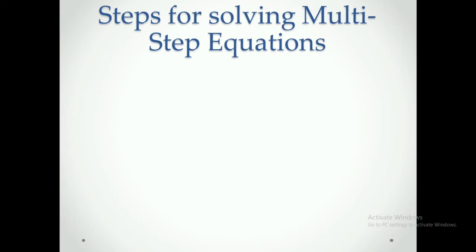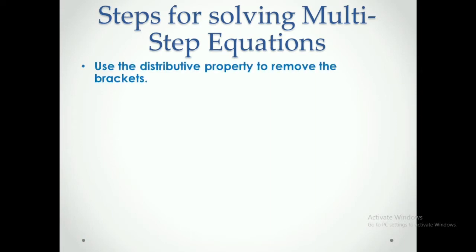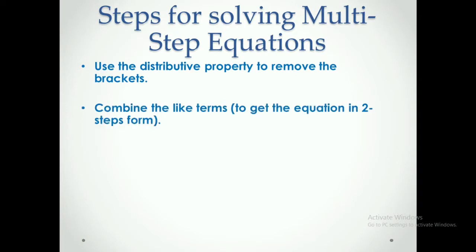These are just a few steps that can be a guide in helping us to solve multi-step equations. The first thing you want to do is use the distributive property to remove the brackets. If we don't know what the distributive property is, don't worry, we'll do a quick recap on that. Then we want to combine any like terms to get the equation in two-step form.